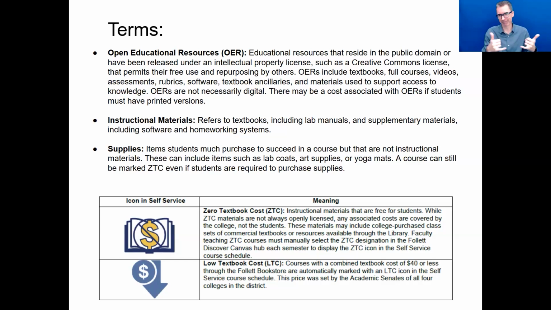Instructional materials. So I want to really distinguish the instructional materials from supplies. And this is important because this has to do with the way that we report on our OER use for the college to the state. So instructional materials, that refers to textbooks, could be lab manuals, any supplementary materials, articles that you give your students. Could also include software that they need for the course, homework systems, that kind of thing.